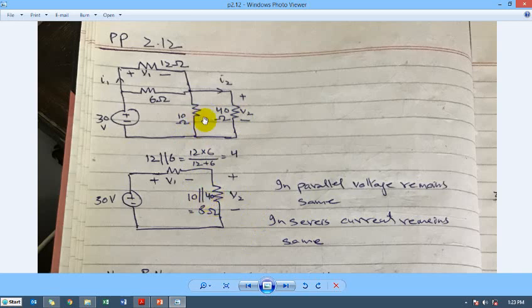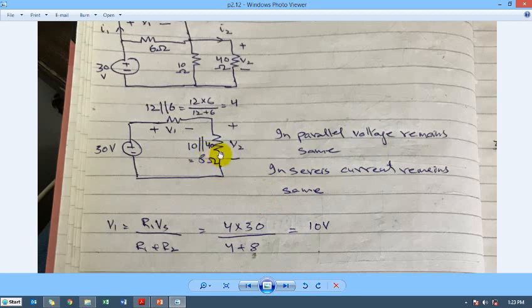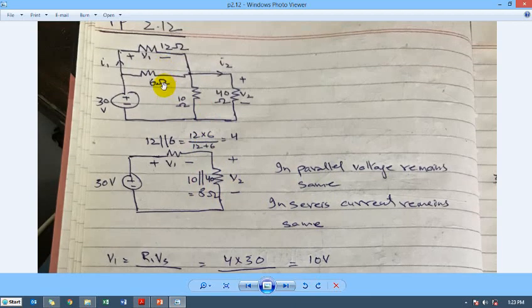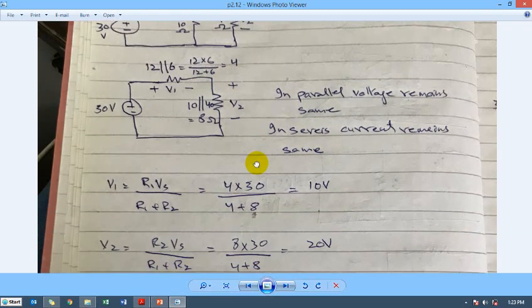Right, so you solve 10 in parallel with 40 using the same simple formula: 10 multiplied by 40 divided by 10 plus 40. So it becomes 8 ohms, and you have this 12 ohms and 6 ohm resistance in parallel. That's why you write the parallel symbol, and 12 multiplied by 6 divided by 12 plus 6 is equal to 4. The circuit reduces to 2 resistances, 4 ohm resistance and 8 ohm resistance.